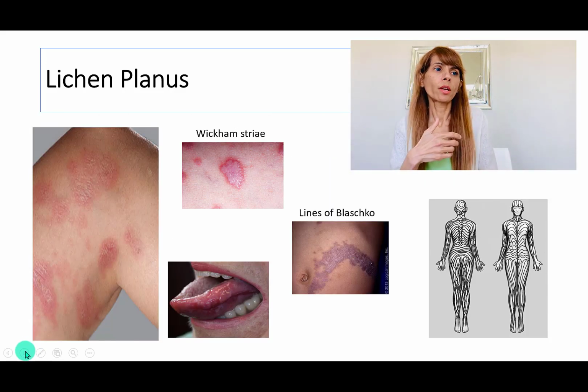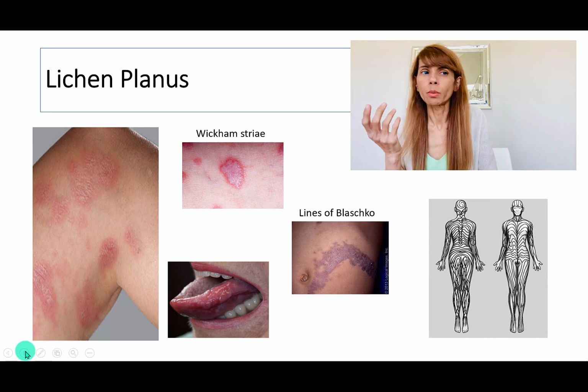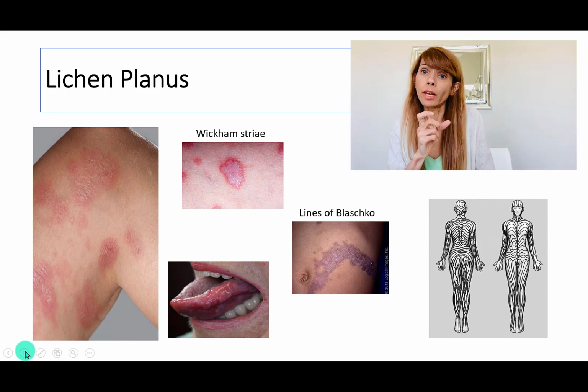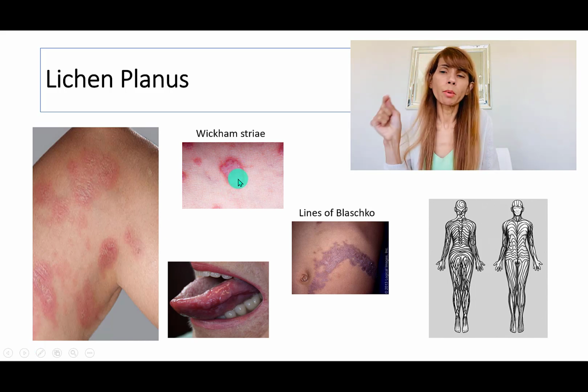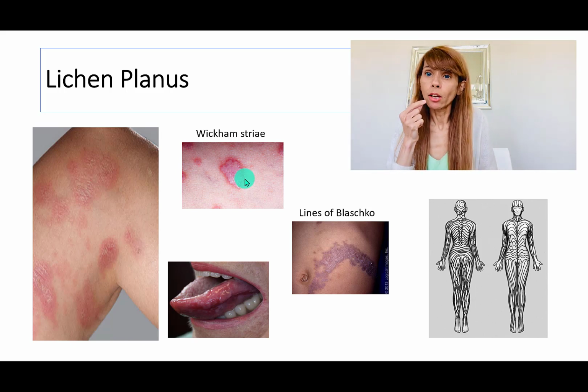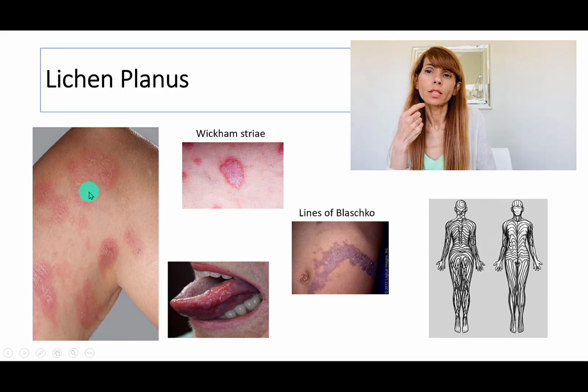So this slide is just showing different images with lichen planus. You can see that the skin lesions are present almost in all different parts of the body. And then there is Wickham striations, which is basically just small scaly striations or linear demarcations on the lichen planus rash. And then it can also be present on the tongue. So just keep that in mind.